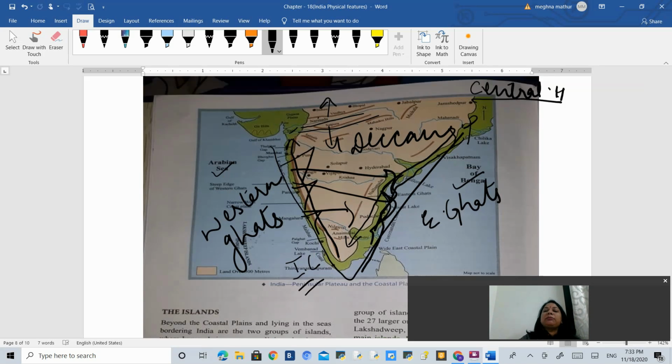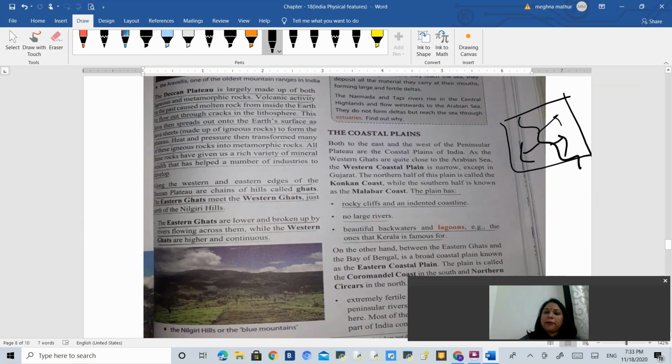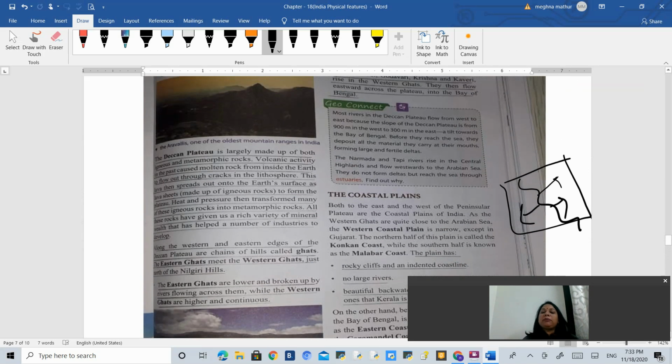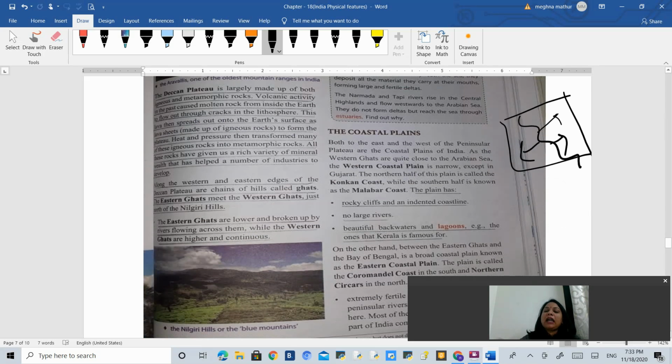So this is about your plateau. The Peninsular Plateau is made up of two parts. First is the Central Highland above the river Narmada, and then you have the Deccan Plateau, which is below the Narmada and Tapi rivers. So we have covered this much part, and in the next class we are going to cover the coastal plains of India and the islands of India. Thank you so much.